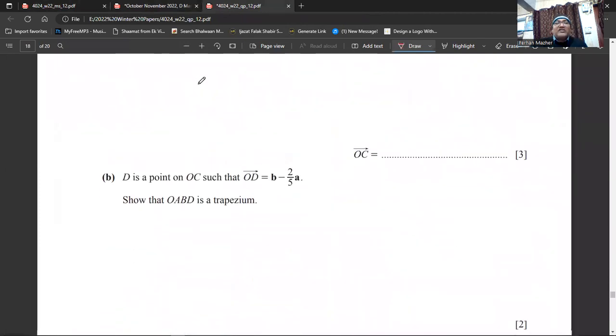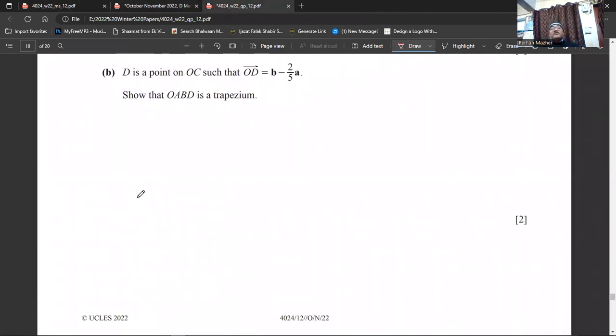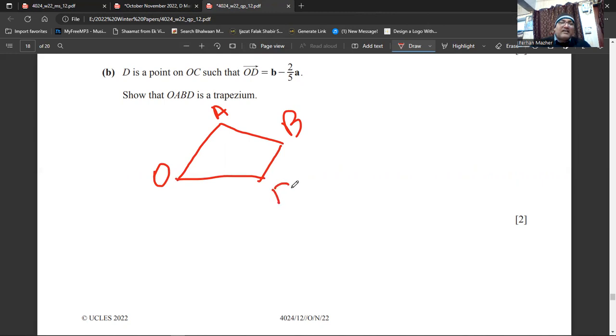Okay, then their question, that was a 3-mark question. Their question is, D is a point on the OC such that OD is B minus 2 by 5 of A. Show that OABD is a trapezium. So they are talking about basically O to A, from A to B, and this is O, this is A, and this is B, and this will be D, and that is the D.